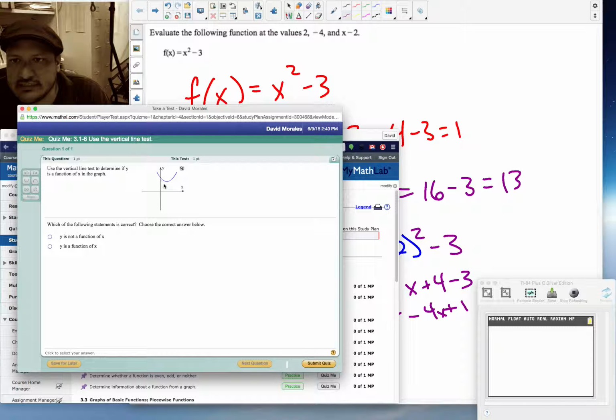Use a vertical line test. This just means that if you draw a vertical line anywhere, it only touches it once. So yes, it is a function. Any vertical line you draw is fine here.